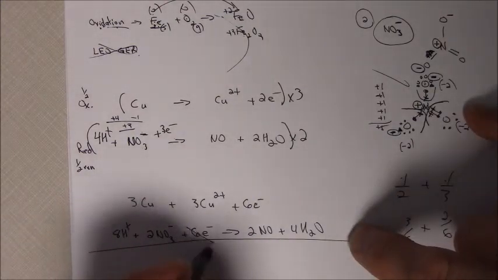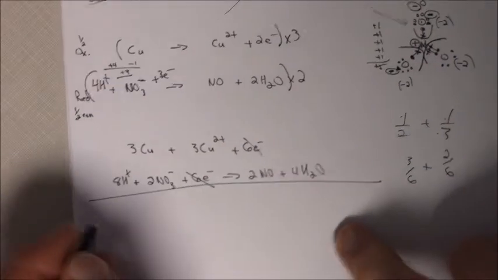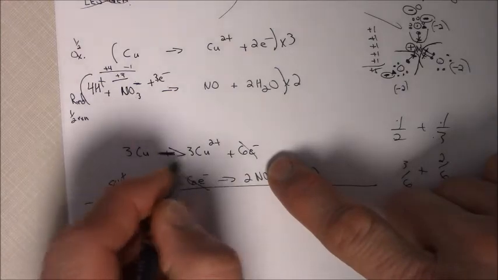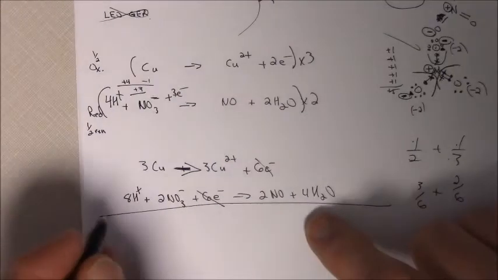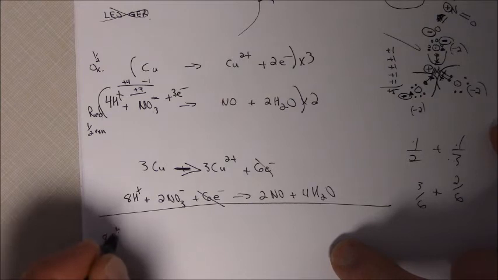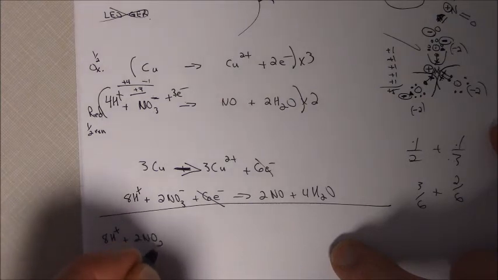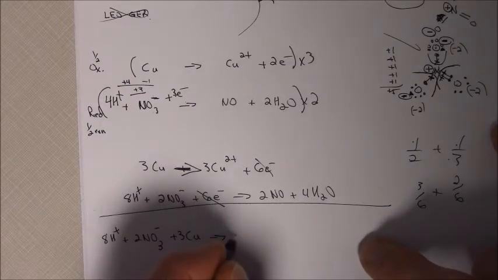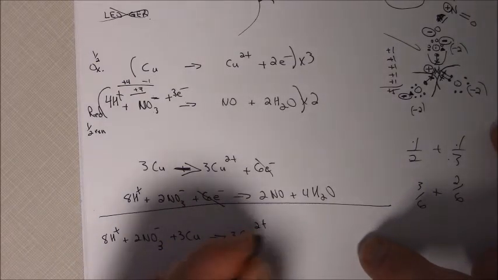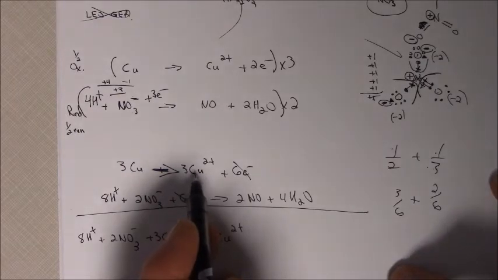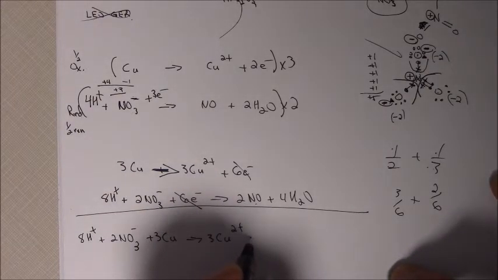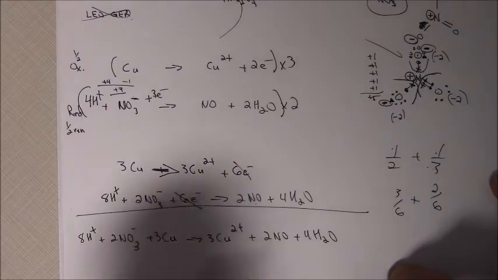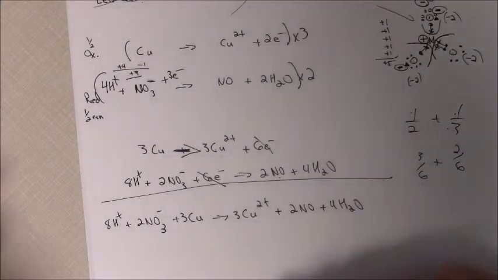You look at this being satisfied, you know those are going to cancel. So now you write down exactly what's on the left-hand side. So 8 H plus, 2 NO3 minus, plus 3 copper. And I'm just writing it in this way. I don't know if there's a specific preference. Is it like alphabetical, C before N? I have no idea. Goes to 3 copper 2+, 2 NO plus 4 H2O. Now I guess what we're supposed to do is check that everything adds up.